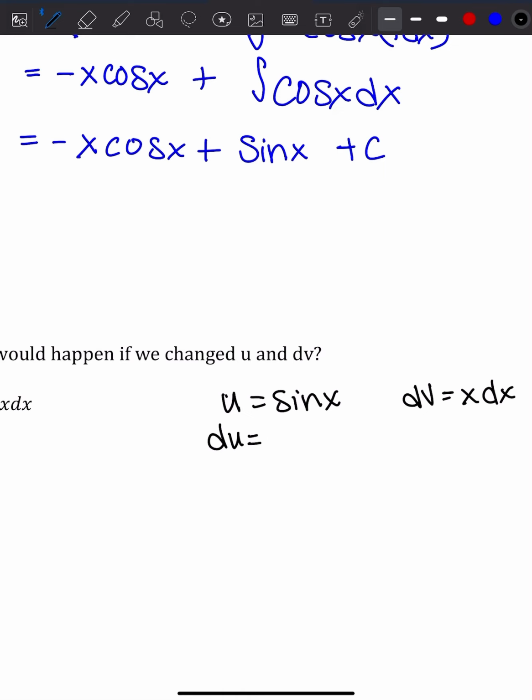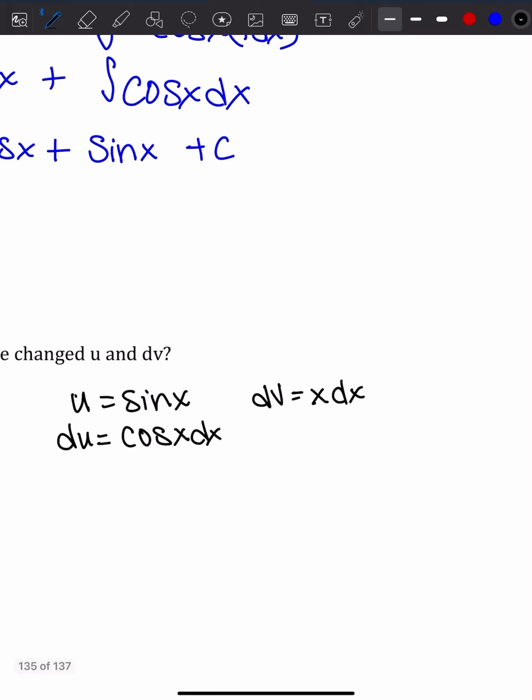So if we take the derivative of sine of x, we have cosine of x dx. If we take the integral of dv, we get v is equal to the integral of 1x to the first, which is x squared divided by 2, or 1/2 x to the second power.